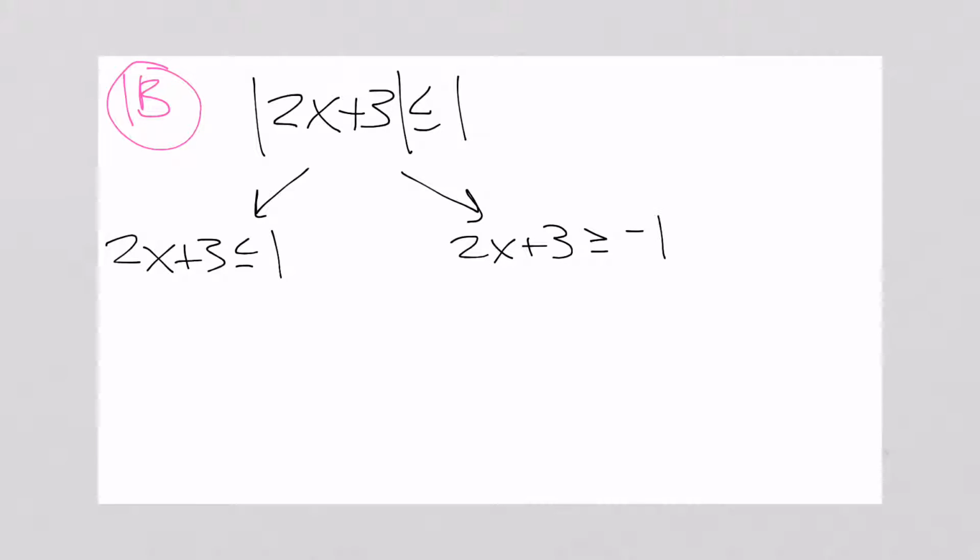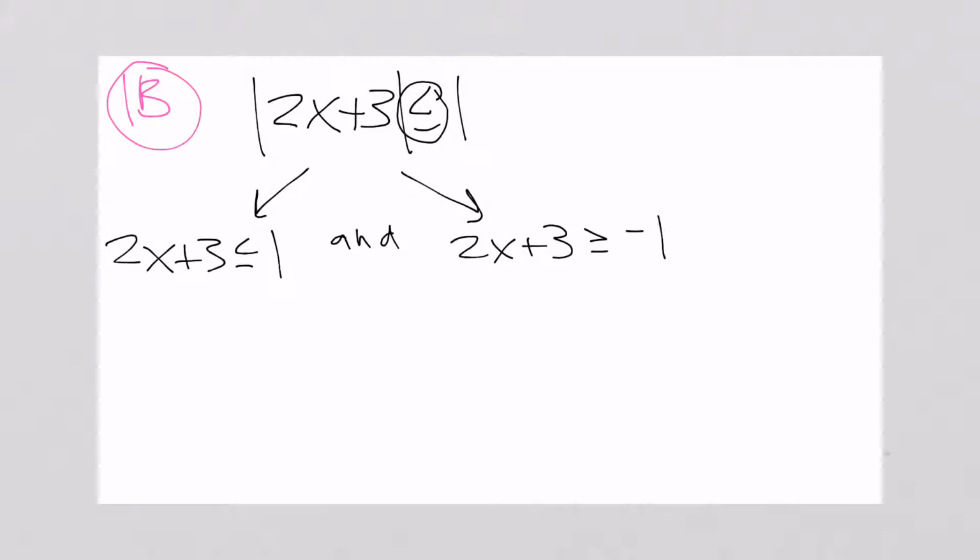sign, by which I mean change the inequality from a less than or equal to a greater than or equal to, and change the positive one to a negative one. Now we solve both inequalities simultaneously. Since this started off as a less than or equal to inequality, I know that this will be an and inequality.